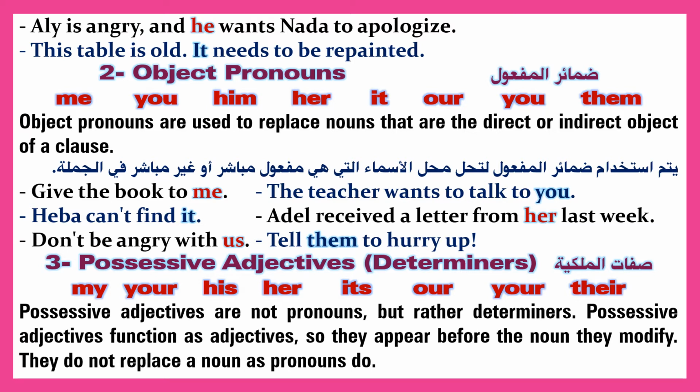3. Possessive adjectives, determiners. My, your, his, her, its, our, your, their. Possessive adjectives are not pronouns, but rather determiners. Possessive adjectives function as adjectives, so they appear before the noun they modify. They do not replace a noun as pronouns do.